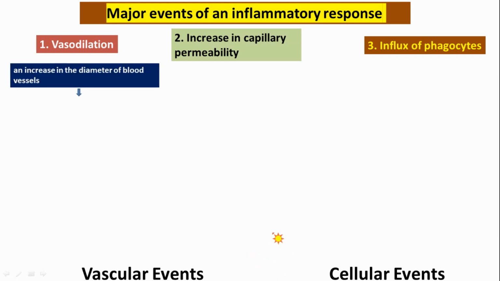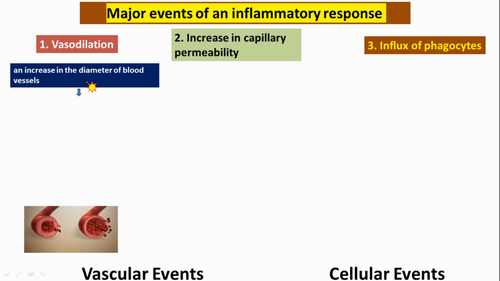Now, what is vasodilation? We will discuss all these three events one by one. An increase in the diameter of a blood vessel is called vasodilation. जब भी blood vessels का diameter बढ़ जाएगा उसको हम कहते हैं vasodilation. You can see in this figure, this is a normal blood vessel and this is the dilated blood vessel. You can see the diameter is increased.